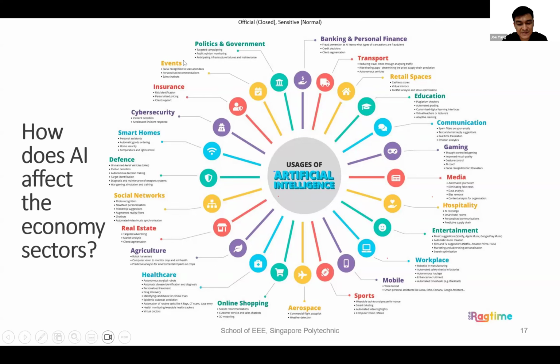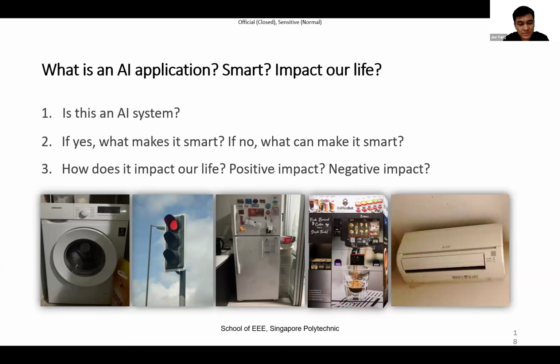Let's move on to the next slide. So what really is an AI application? Are they really smart? How impactful are they in our life? Okay, so I have a few pictures below. One of them is the washing machines, and one is the traffic lights, one is the refrigerators, one is just a normal maybe cold drink dispenser, and there's the air conditioners. Are they really AI systems?